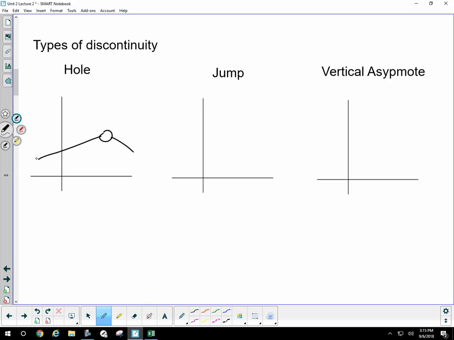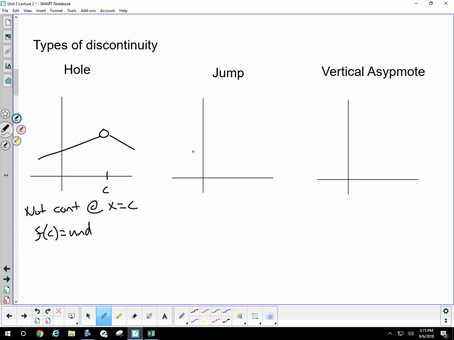Now it's important, this function, to the left of the hole and to the right of the hole, is continuous. It's only at this point C where the function is not continuous. So, not continuous at x equals C. Using the limit definition, you could say it's not continuous because f of C is undefined, even though the limit is defined.